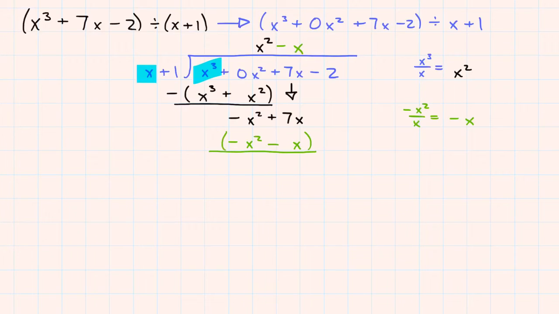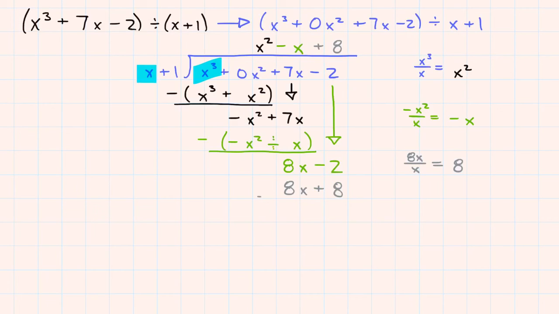Subtract going down. So negative x squared minus negative x squared cancels out. Then minus a negative x becomes plus x. So 7x plus x is 8x. Bring down the negative 2. Now I look at the x and the 8x. What times x is 8x? Or you can divide: 8x divided by x is 8. So I write a positive 8, plus 8 up above. And again, it goes just above the number, so everything always lines up nice and neat.